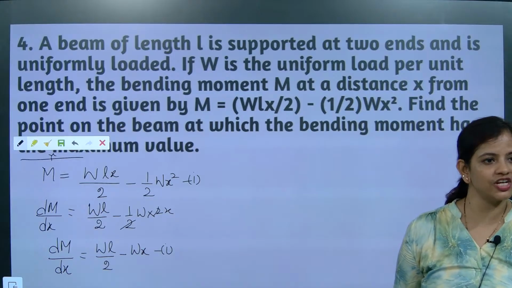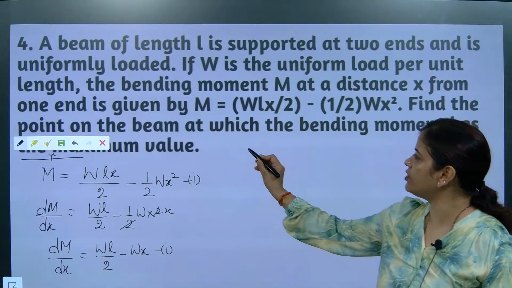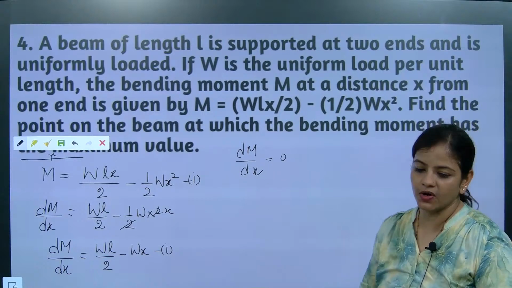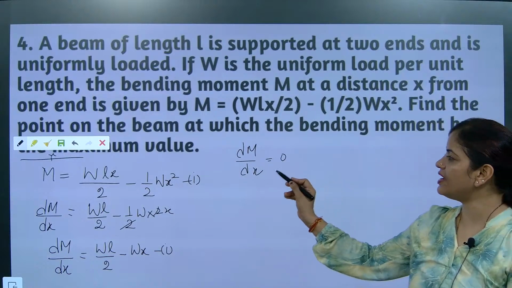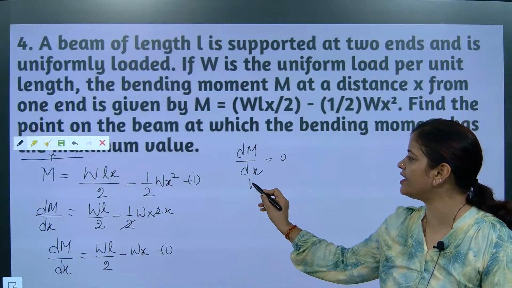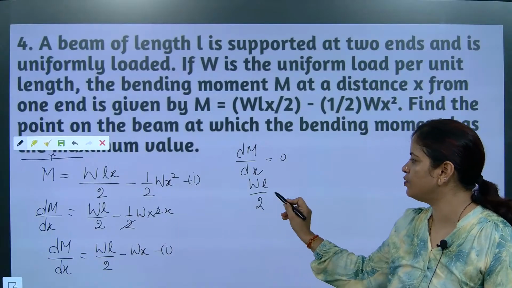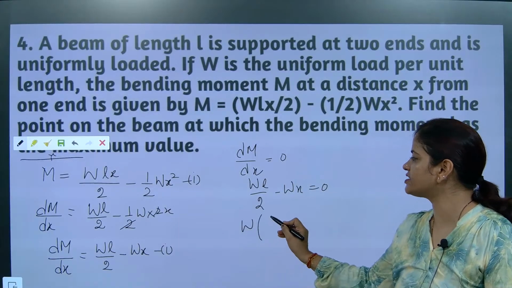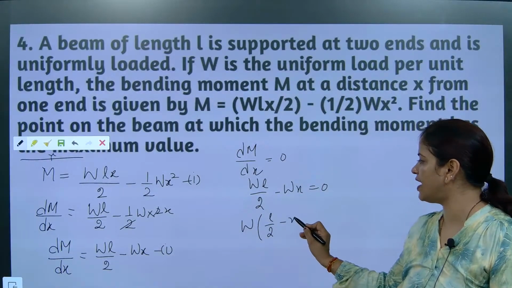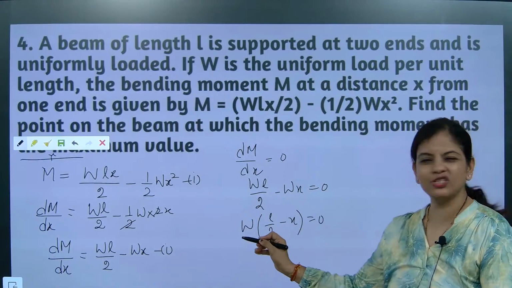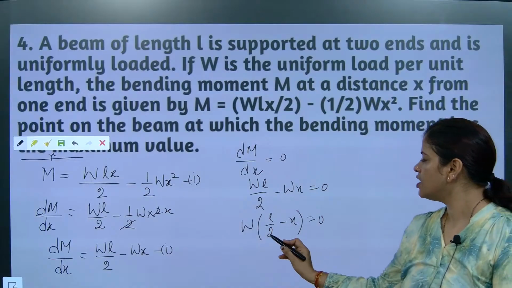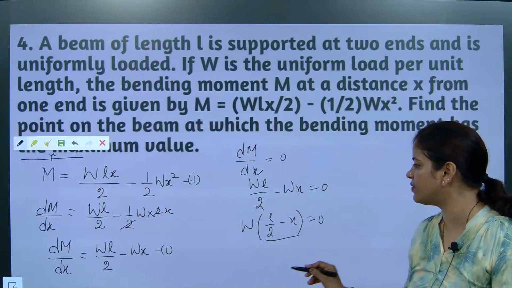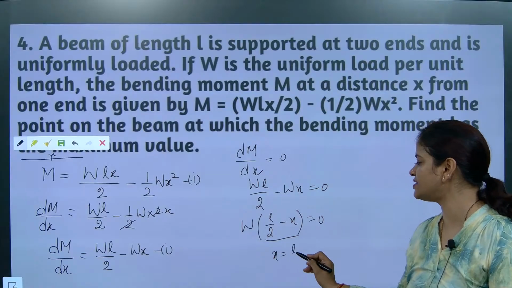Uniform is constant. So to get the maximum or minimum, you have to make dM by dx equal to 0. Once you have made dM by dx equal to 0, what will you get, beta? WL by 2 minus Wx is equal to 0. Take W common. L by 2 minus x equal to 0. W is not equal to 0, so this part will become equal to 0. So x is coming as L by 2.